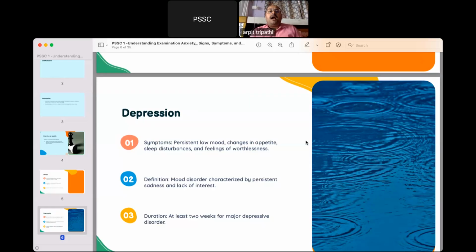So, a persistent low mood, changes in appetite, sleep disturbances, and feelings of worthlessness, if they persist regularly for a longer period of months, then it leads to depression. Number two, it is a mood disorder characterized by persistent sadness and lack of interest. Also, the duration of depression will be at least 2 weeks for major depressive disorder.